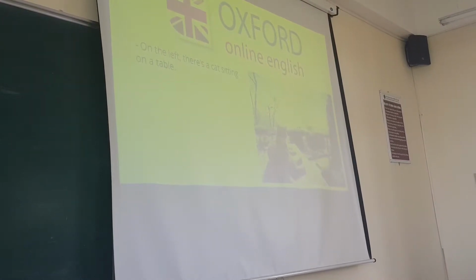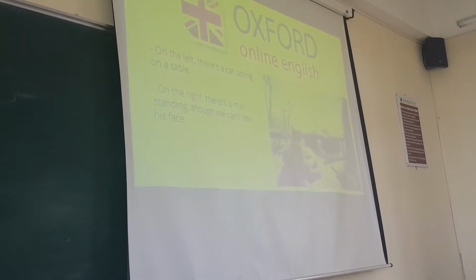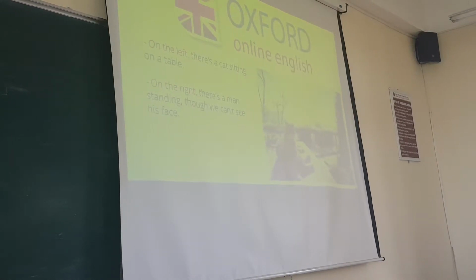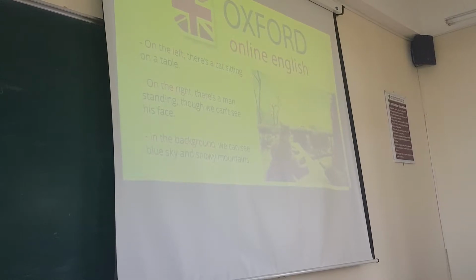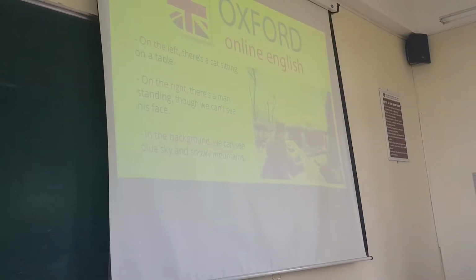On the left, there's a cat sitting on a table. On the right, there's a man standing, though we can't see his face. In the background, we can see blue sky and snowy mountains.